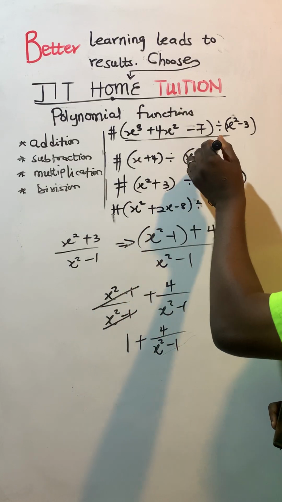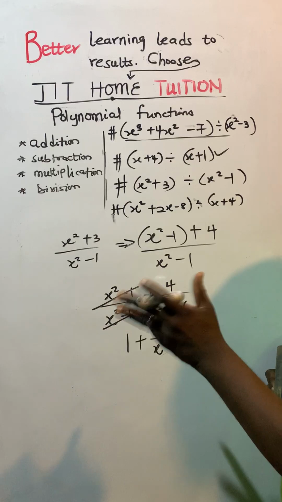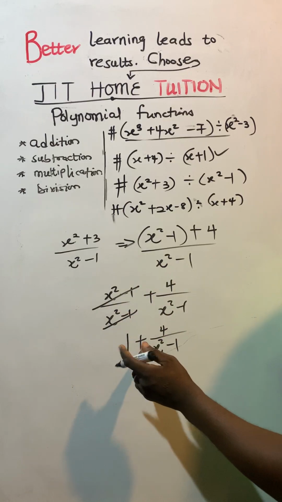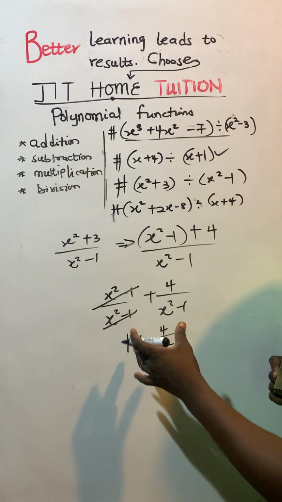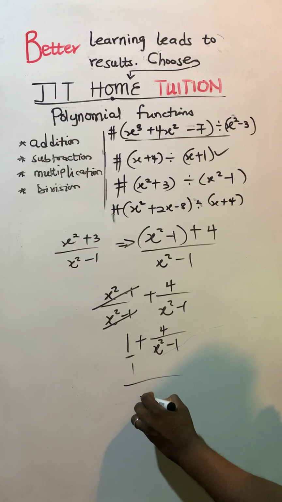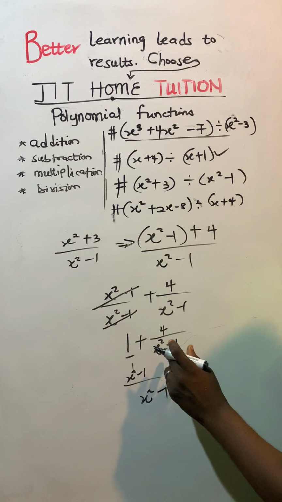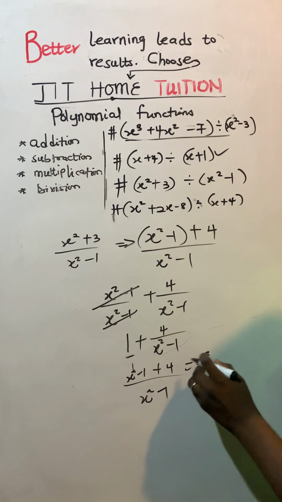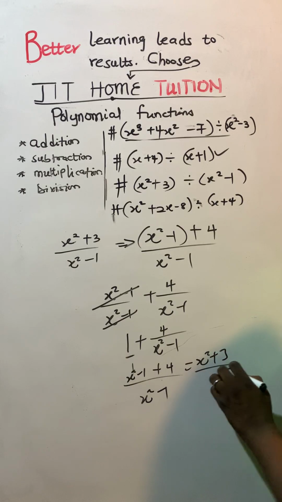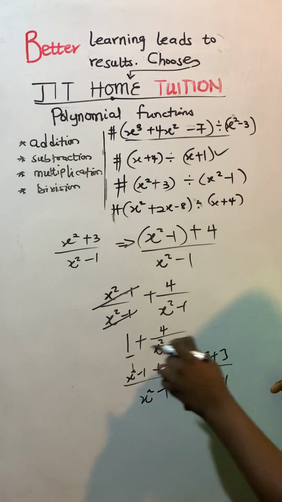Like how we did the previous one, if you want to find out whether what you've gotten is correct, you can just multiply and add it. Here you have x squared minus 1 comes here, you have x squared minus 1. Here you have 1 plus 4. When they add, you have x squared plus 3 on x squared minus 1, which is similar to what you have over here.